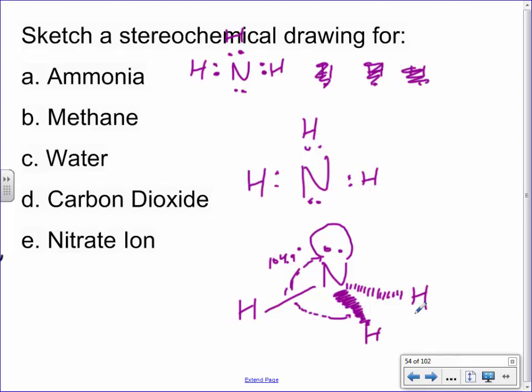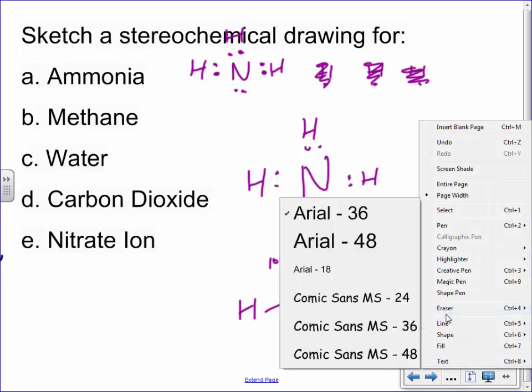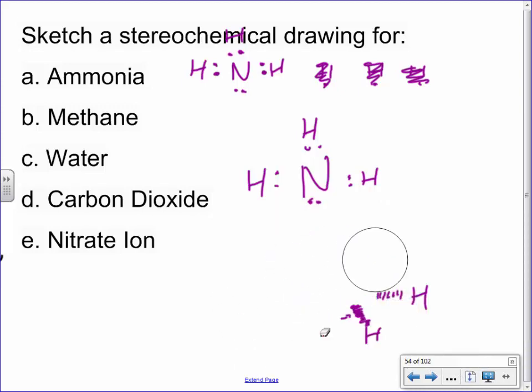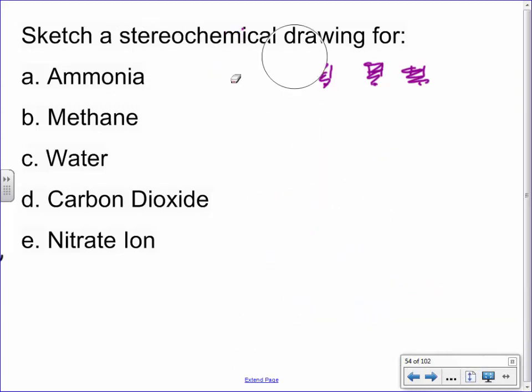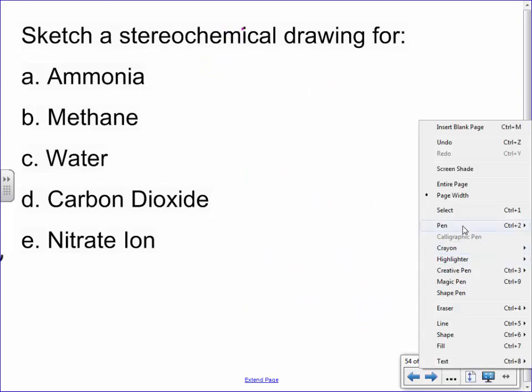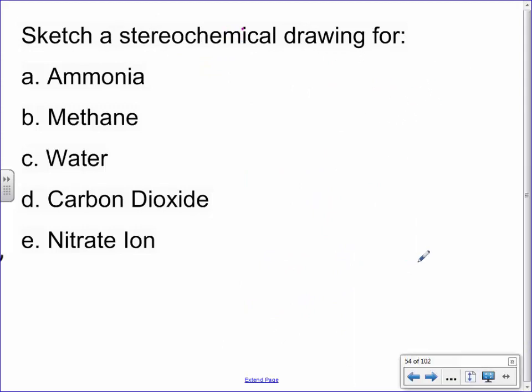Okay. I'll try one more, then I want you guys to try a few here. Let's try methane. Again, just think of Lego building blocks, right? So first, what is methane supposed to be made of?